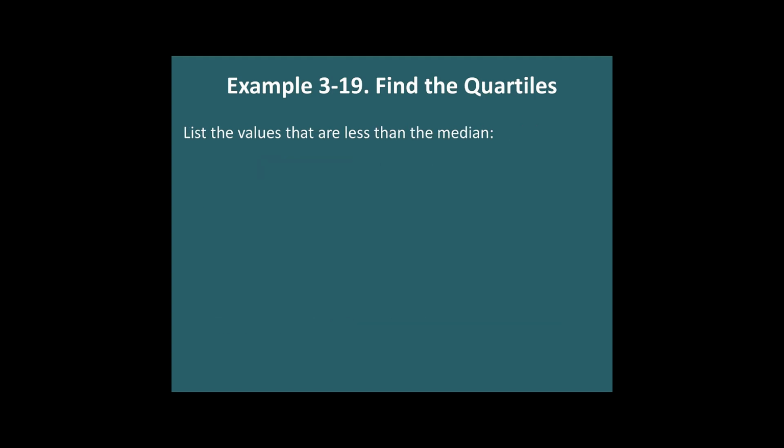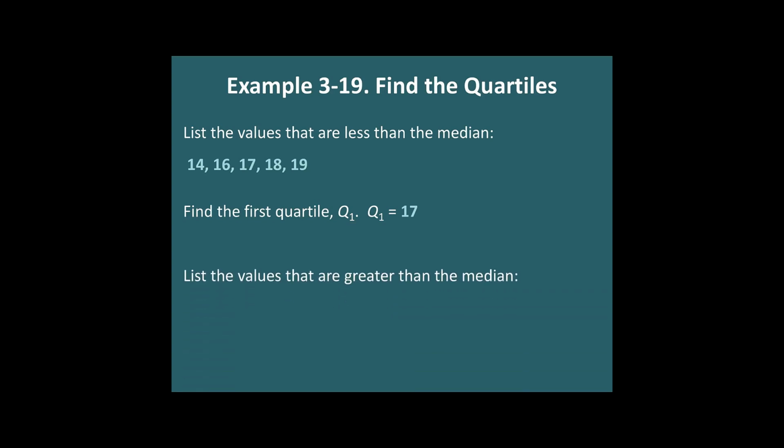Now let's list the values that are less than the median. Here we have an odd number of data values, so clearly the median of this list is 17. We shall do the same for items that are greater than the median. Again, an odd list of numbers, which means 31 is our Q sub 3.